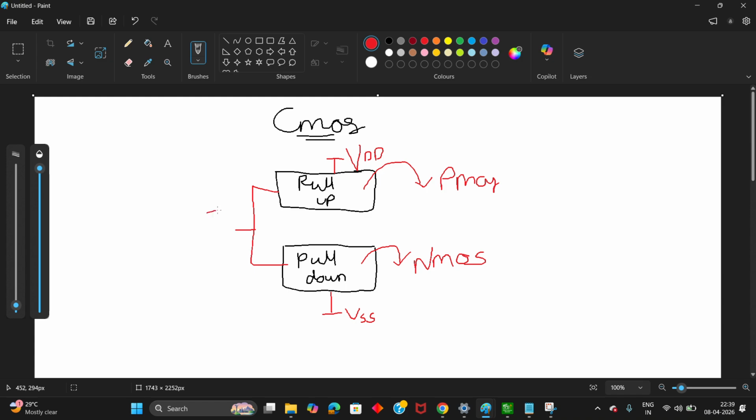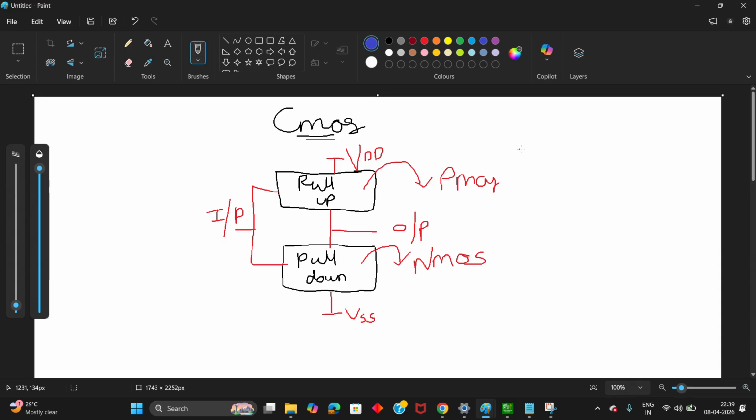Okay, and from the common point of pull up and pull down network you are going to take the output. This is the common point, right? If you join like this, this is the common point. From this point you are going to take the output. Okay, next, these things I already discussed in the NOT gate video, and also in the NAND gate video. If you haven't watched those videos, I recommend you watch them.